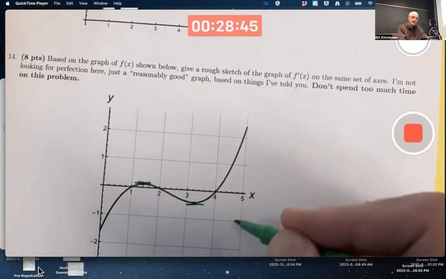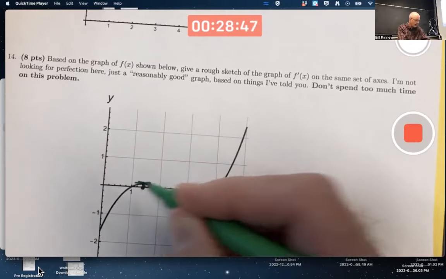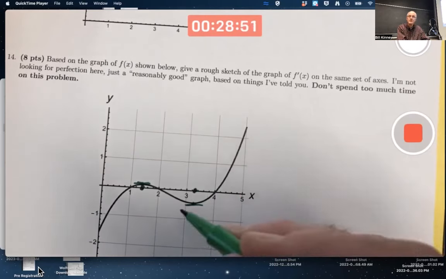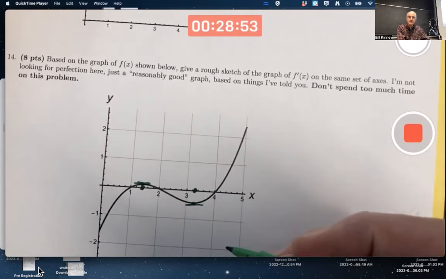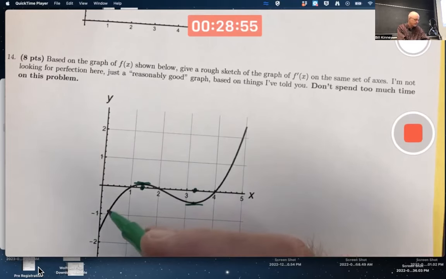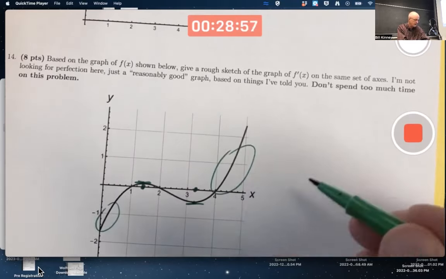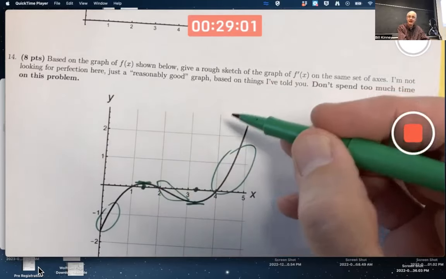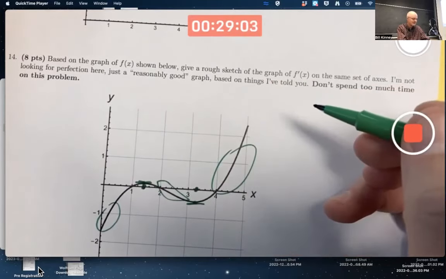At about these two values of x, x is around 1.4 and x is around 3.3 or so. Those would be two spots where the derivative is 0. The derivative is positive over here, and negative in there. It's got to go down and back up again. It's got to look like a parabola.